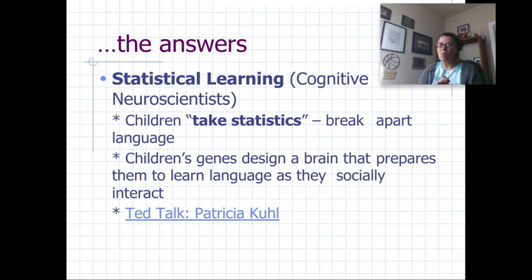And Patricia Cole, the video you're going to watch, is a modern day linguistic psychologist, and she's from the cognitive neuropsychology perspective. She has a theory called statistical learning of language. Her belief is that children take statistics as they watch us speak language, even when they're babies. Their brain is wired to break apart that language and take these statistics of how language is performed. Children's genes are designed in a way that prepares them to learn language as they socially interact.